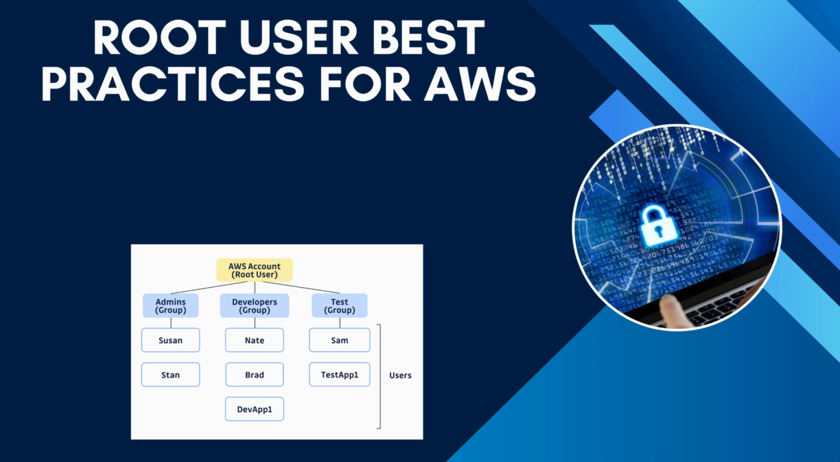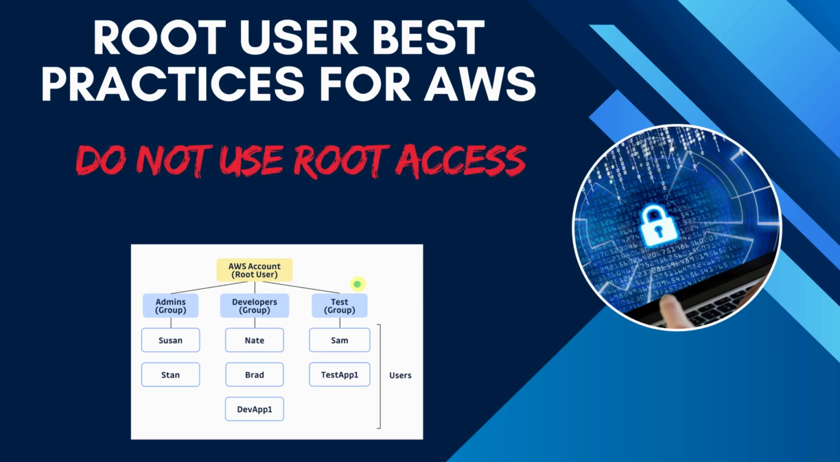So on your screen, you can see a typical account setup, AWS account root user, and it's set up with admins, developer groups, test groups. But the first thing I really want to ram home is do not use root access. That's right, don't use it. So initially we have to set it up, but after that, and after I show you a few things, we are going to lock it up and only use it in case of emergency.